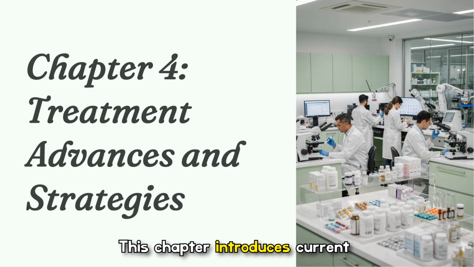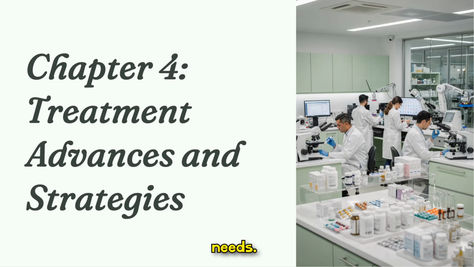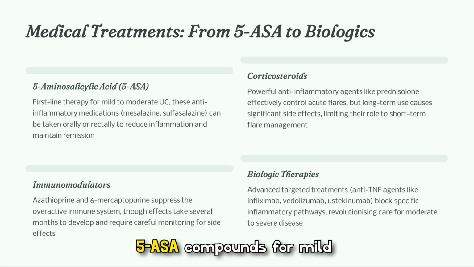This chapter introduces current treatment strategies from basic anti-inflammatory drugs up to advanced, targeted therapies, and explains how clinicians choose the right approach based on disease severity and patient needs. Medical treatments range from 5-ASA compounds for mild disease to corticosteroids for short-term flare control, immunomodulators that take months to work, and biologic agents that selectively block inflammatory pathways for moderate to severe cases.